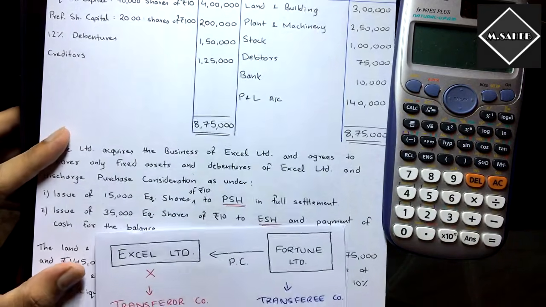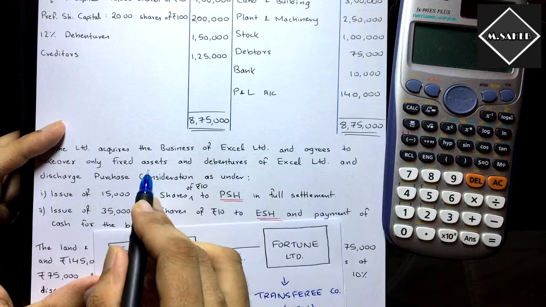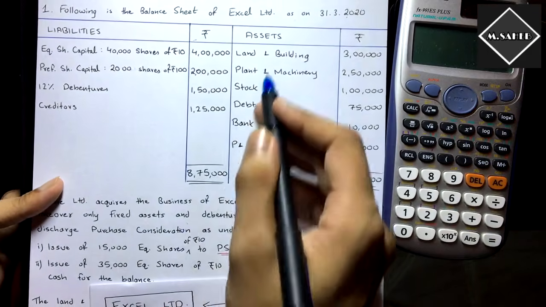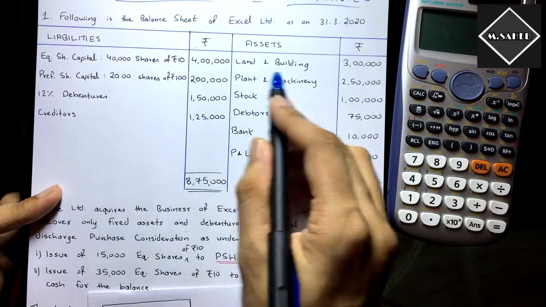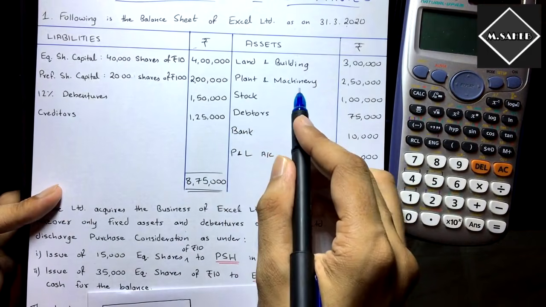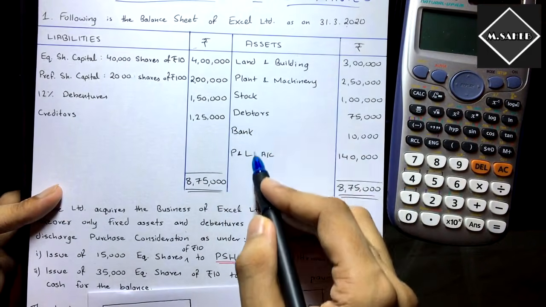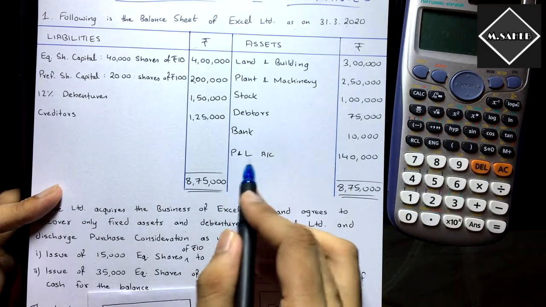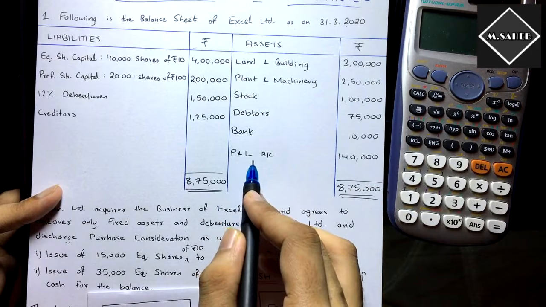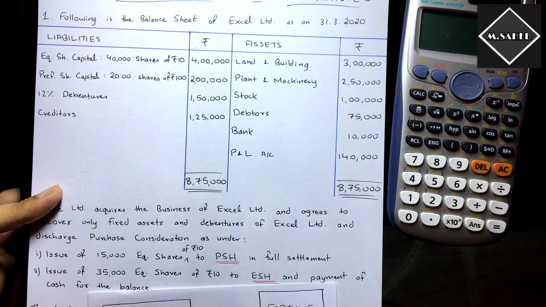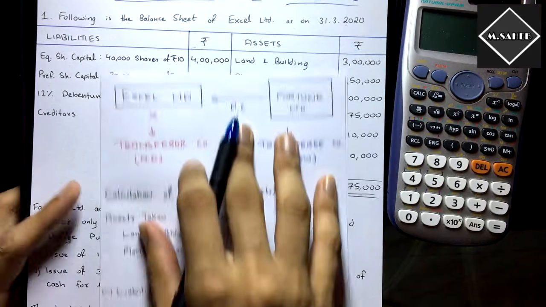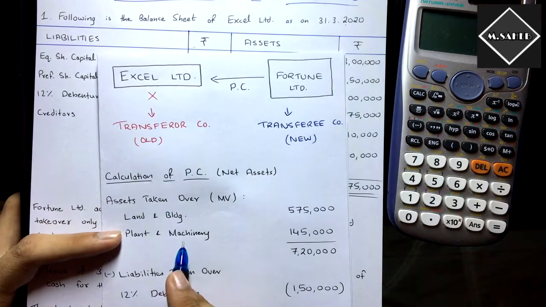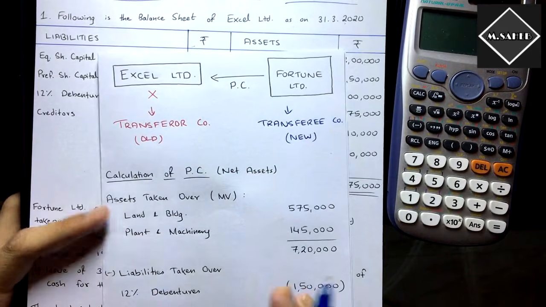So here in this question they have said only fixed assets are taken, and the fixed assets are here in this balance sheet. See here, land and building is the fixed asset, plant and machinery is the fixed asset, but these assets are what? Stock, debtors and bank, these are current assets. And this P&L account, this is what? Fictitious asset. Yes, accumulated loss. Yes. So now only land and building and plant and machinery is taken over, right? So land and building, plant and machinery at what value? At the agreed value or the market value.